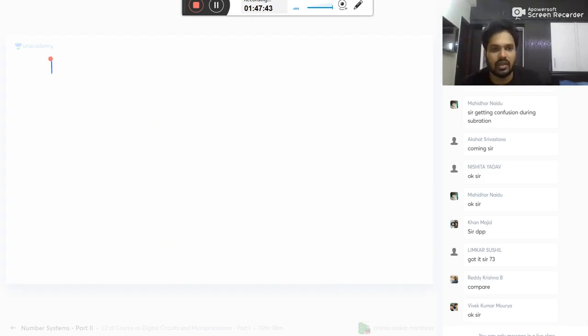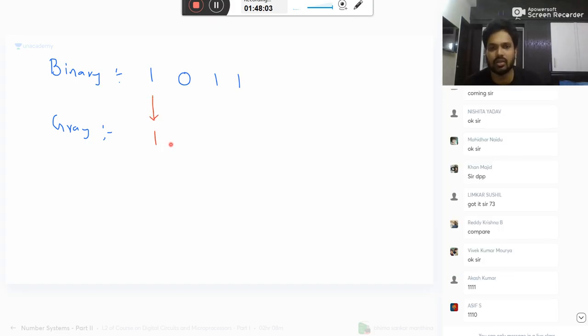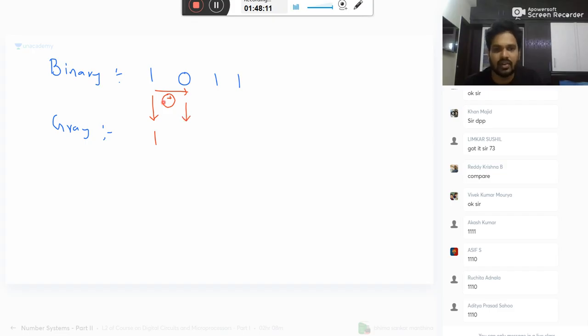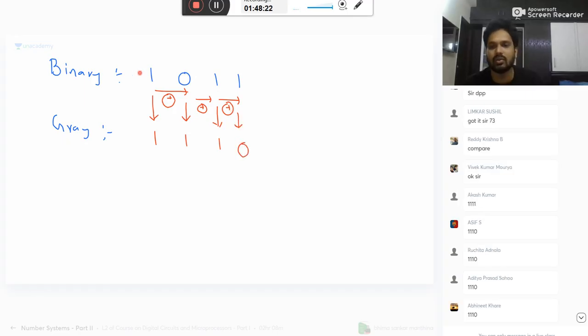Suppose I have a binary number 1011. What is the corresponding gray code? Take the first number as it is. Now listen. You take these two and apply XOR operation, you get the next number. XOR means different. Both are different, give 1. Both are different, give 1. Both are same, give 0. This will give you the gray code of 1011.